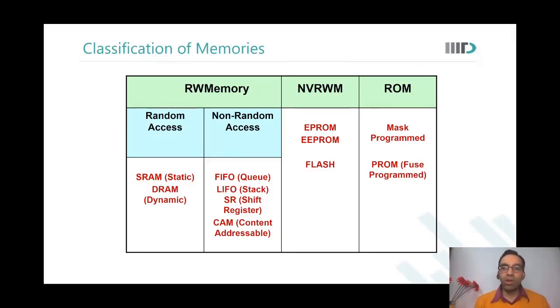But we need non-volatile memories also. That is what you have in your cell phone also. 128 gigabytes, 64 gigabytes of memory in your cell phones. So that non-volatile memory is a different range of memories altogether. And again, non-volatile memories are two types. One is non-volatile read-write memory, and another is read-only memory.